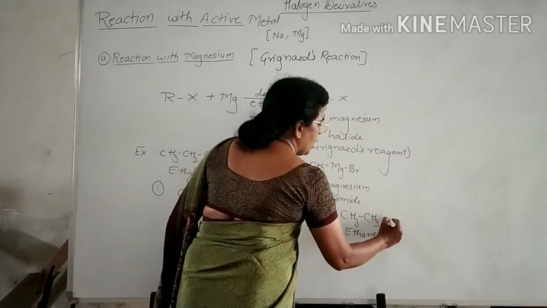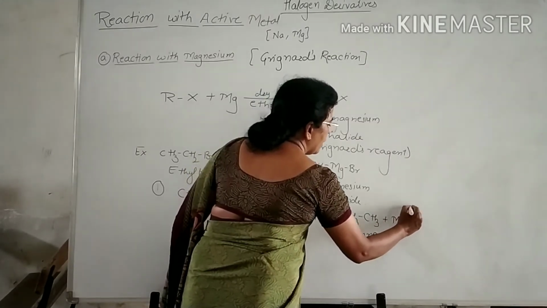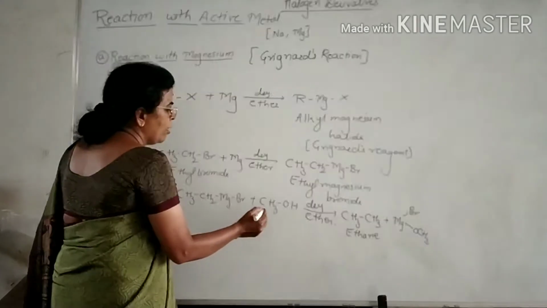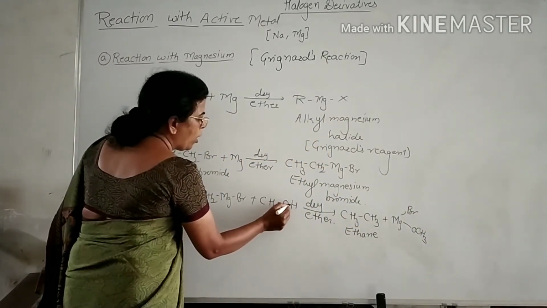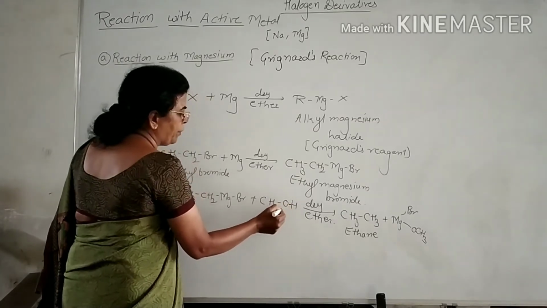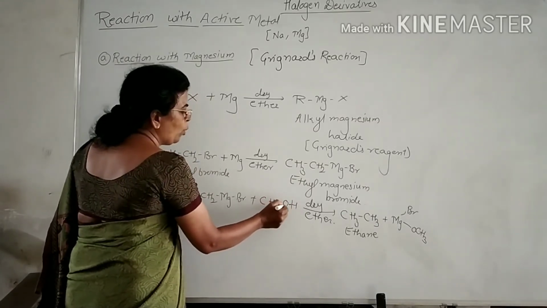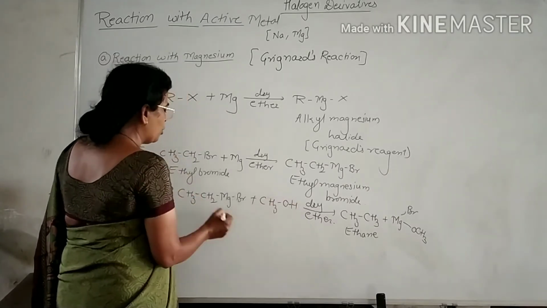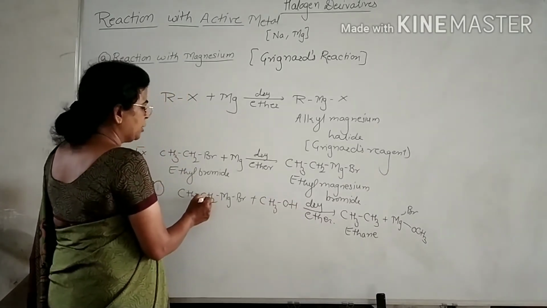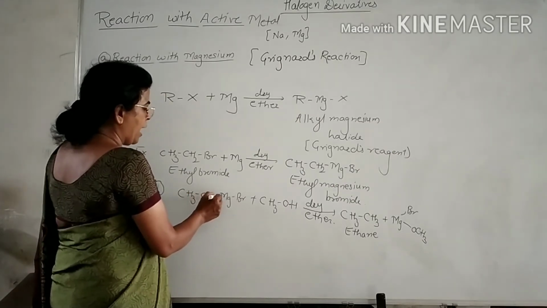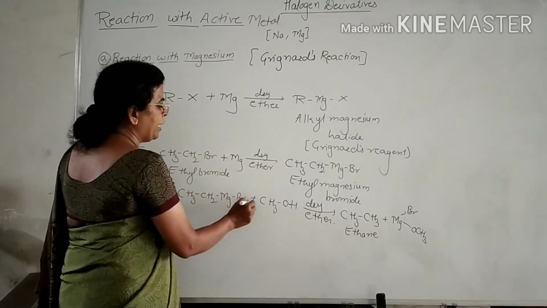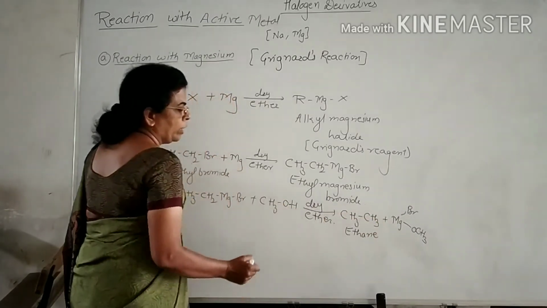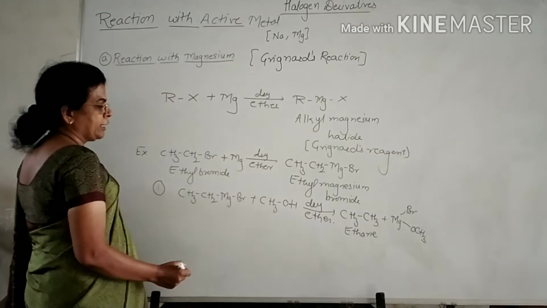plus MgBr and OCH3. That is, here the bond between this oxygen and this hydrogen breaks. CH3O, that is the methoxy group, separates from this hydrogen atom, and this hydrogen atom gets attached to this CH2 group of ethyl, and this magnesium bromide gets attached to this OCH3 group to form this compound. That is, ethane is formed in this case.